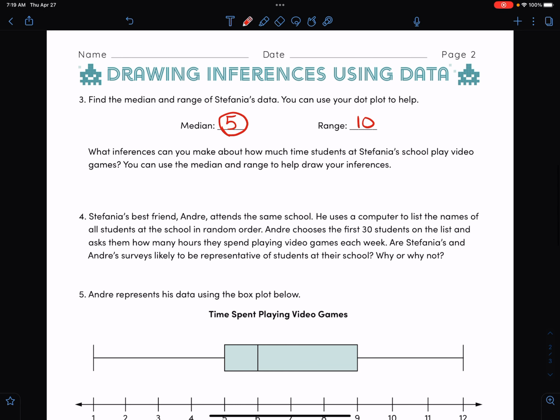Now we have to start thinking about it. What inferences can you make about how much time students at Stefania's school play video games? You can use the median and range to help draw your inferences. Well, if the median is 5, I can infer that most kids play around 5 hours a week.